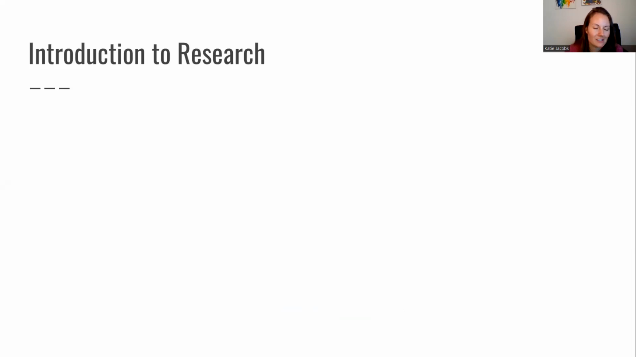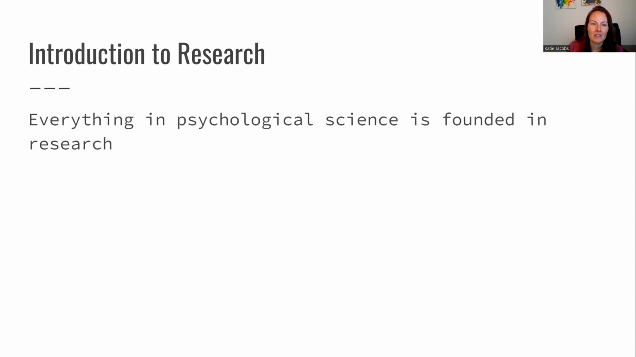Introduction to research. You might be saying, why are we talking about research and lifespan development? Everything that we learn in this book comes from research studies, and we started to talk about that a little bit earlier in the lecture. Everything in psychological science comes from research, and that's how we learn about human behavior. That's how we try to make discoveries about what's going on across the lifespan, and all these different developmental theories hopefully came from research. If I know they didn't, we'll talk about it when we get to them. So again, everything in psychological science is founded in research.